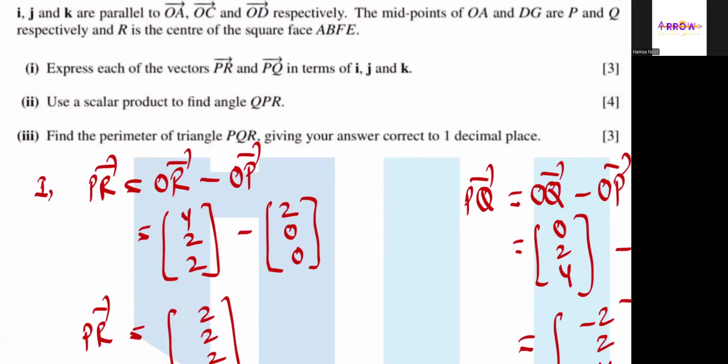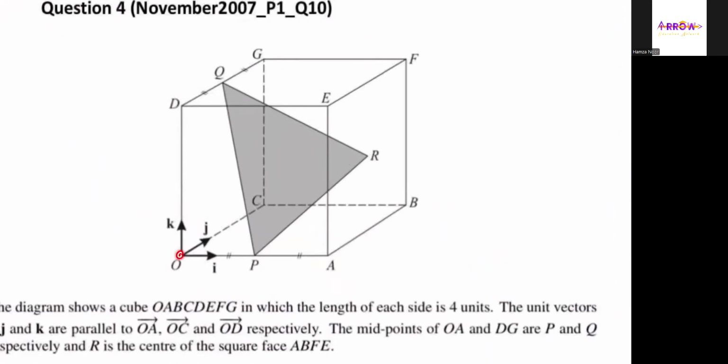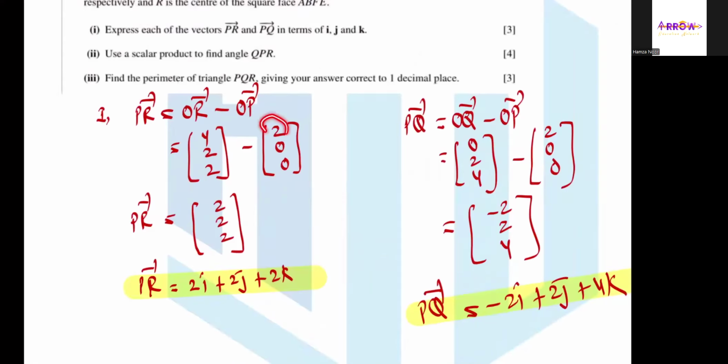And then we subtract the OP vector. In order to come from point O to point P, we just need to travel half of the distance of OA, since P is the midpoint of OA, and since the length of OA is 4 units, the length of OP is 2 units. When you are traveling from O to P, you are only traveling in the I direction. So J component is 0 and K component is also 0. So this OP vector is 2, 0, 0, which means 2i.